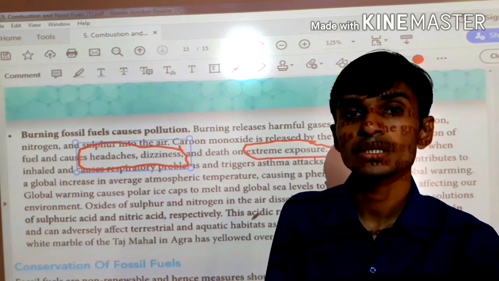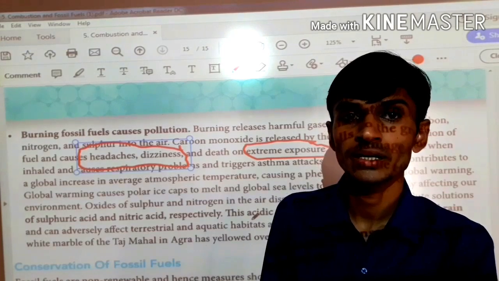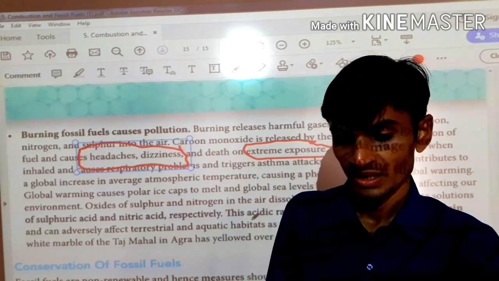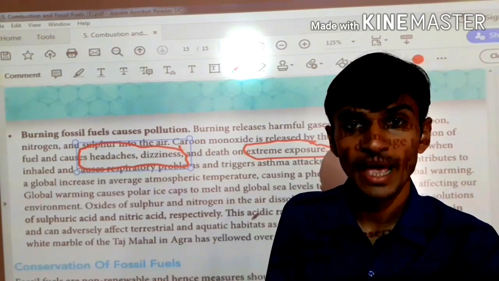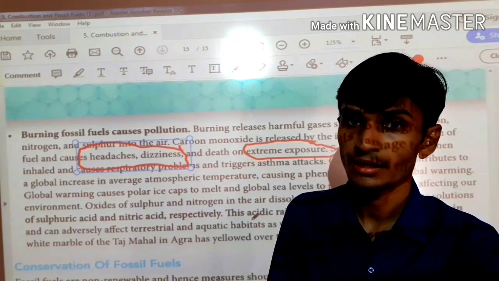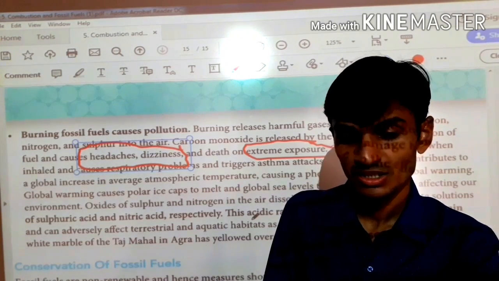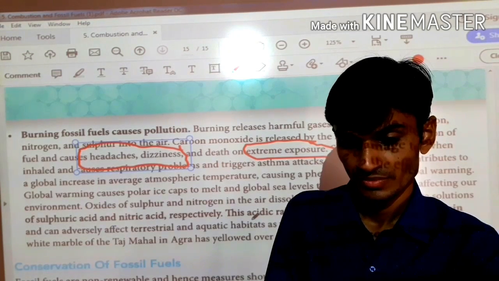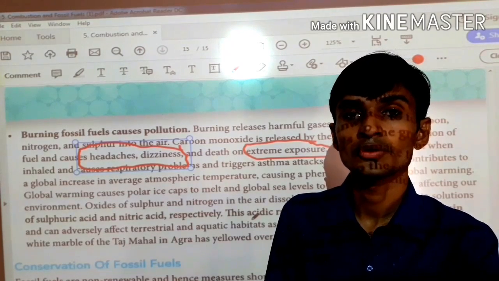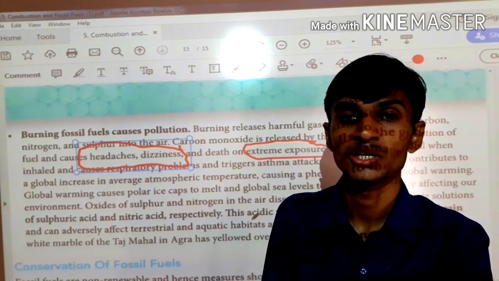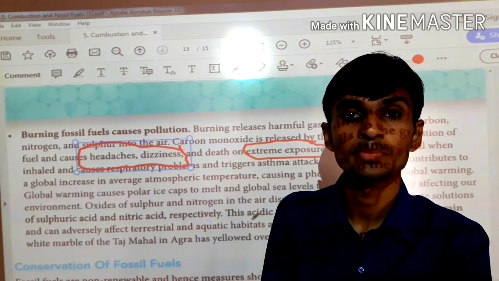And due to this too much gases, there will be certain diseases in our body also, like respiratory disease, lungs disease, then headaches, dizziness, and death on extreme vapor. Due to the extreme vapor of the gases, there will be death also. Then asthma disease. So these are all the diseases caused in our body due to the pollution of the atmosphere, pollution of air, due to the burning of these harmful substances, due to the burning of petroleum.